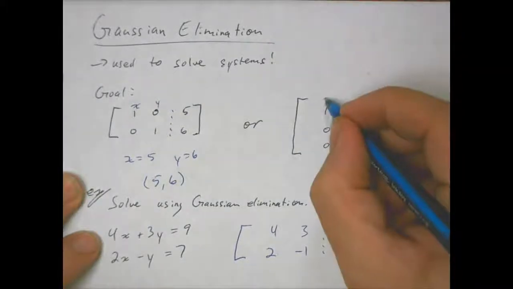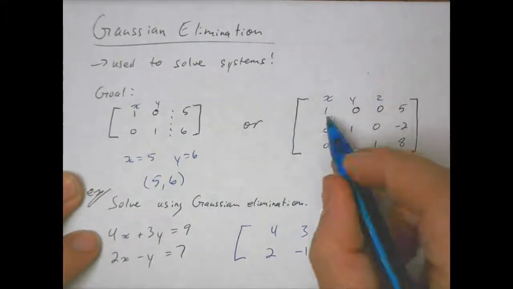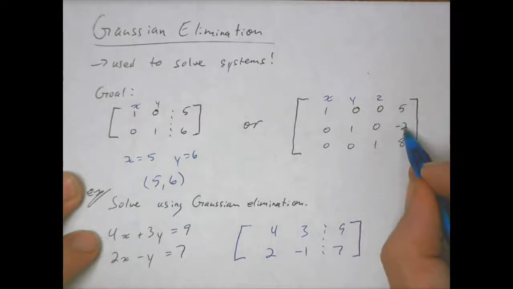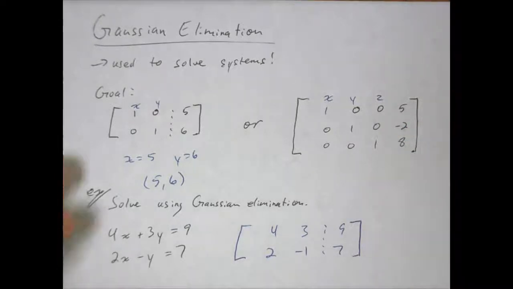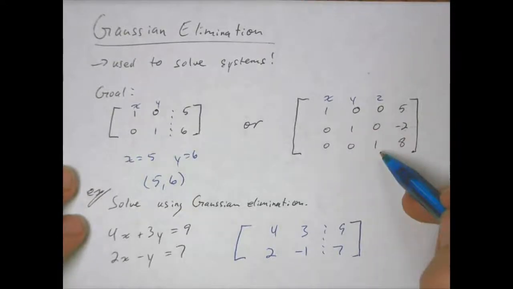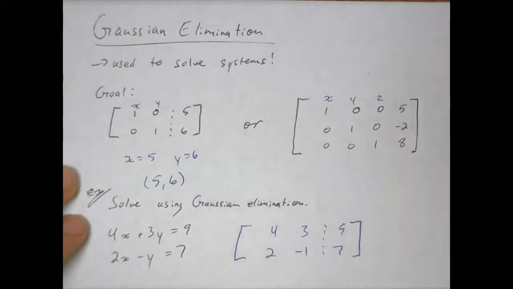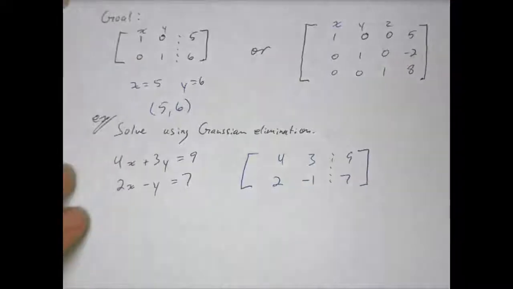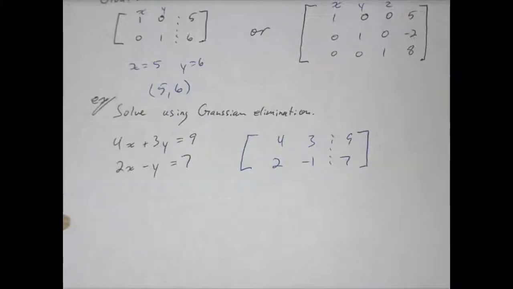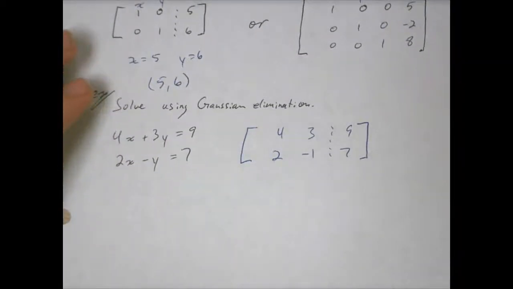This one, say we had x, y, z. This means x is 5, y is -2, z is 8. So that's our goal in these, to have diagonal ones, and zeros in all of the other spots. We do this by adding rows, subtracting rows, dividing rows, and multiplying rows, just like any other operation when we are trying to solve. There's not really a right or wrong way to go about doing this, as long as you are mathematically correct in what you are doing.